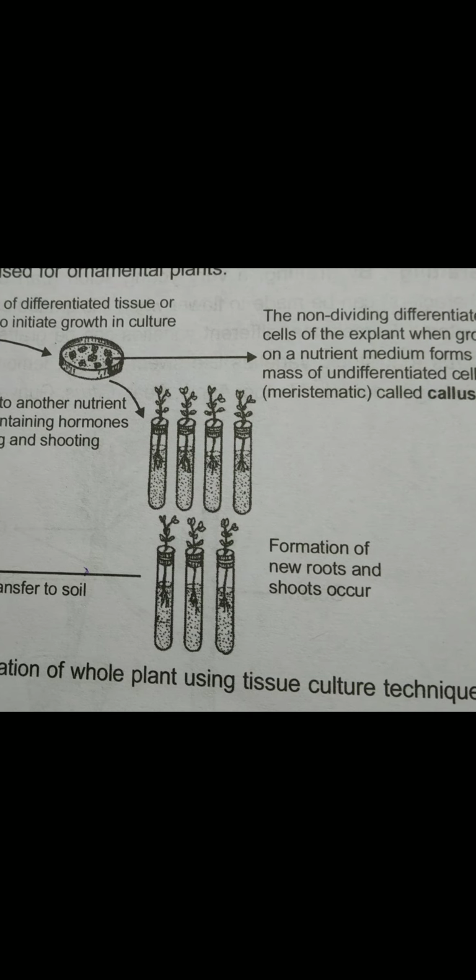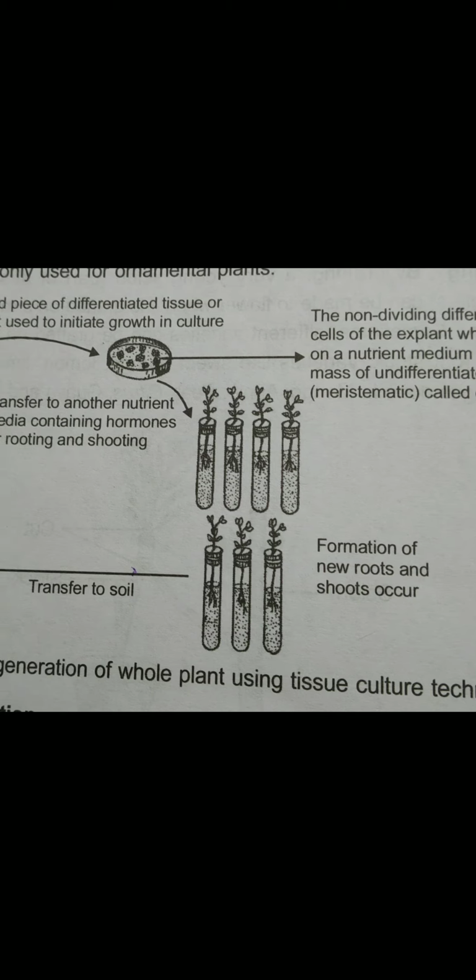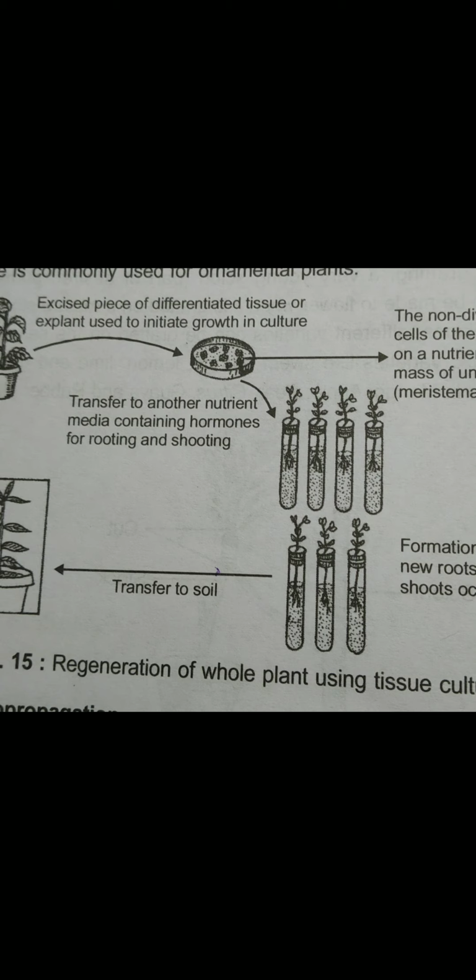You can see that the non-dividing differentiated cells of the explant, when grown on a nutrient medium, form a mass of undifferentiated cells called callus. The mass of cells which keeps on multiplying is known as callus. After this, they transfer it again to the next plate.